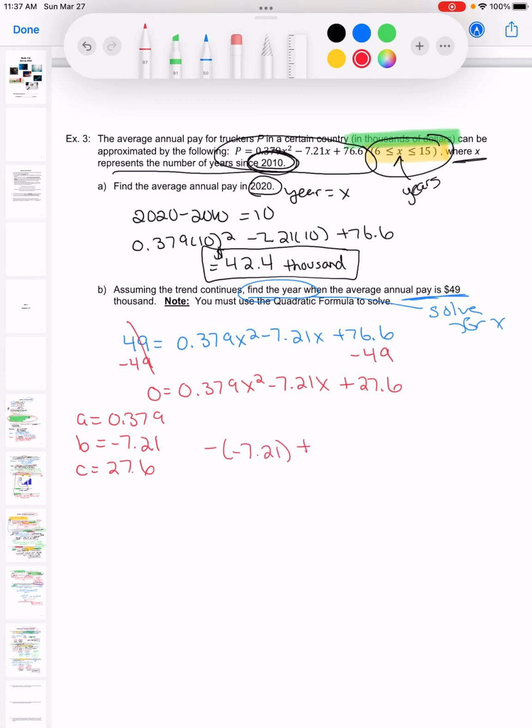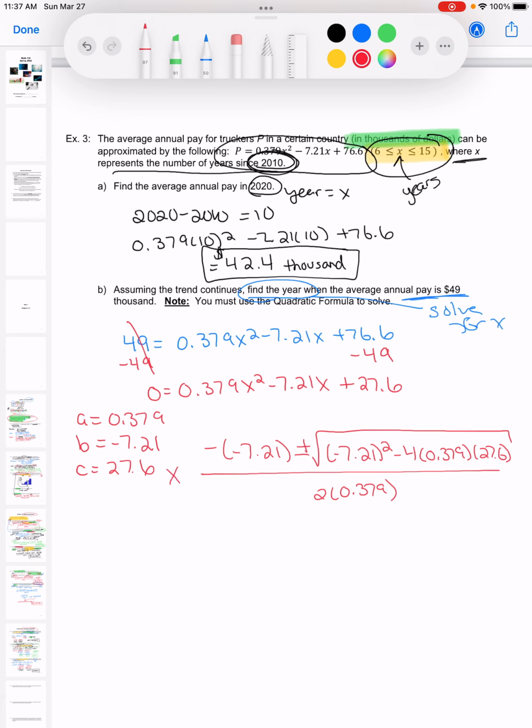So I'm going to plug that into my quadratic equation. Negative B plus or minus the square root of B squared minus 4AC, all over 2A. All right, simplifying that down, I'm going to end up with a positive 7.21 plus or minus. Typing in that whole square root, I end up with 10.1425 divided by 0.758.